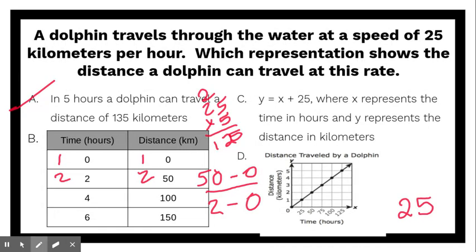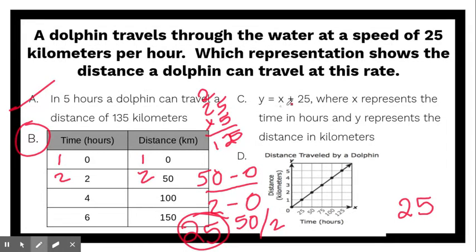And then we do 50 minus 0, which is 50, and 2 minus 0 is 2. And then 50 divided by 2. What's half of 50? 25. Is that the number we were looking for? Yes, it is. That's what we were looking for, okay? So I'm pretty sure it's this one, but let's go check the other ones.